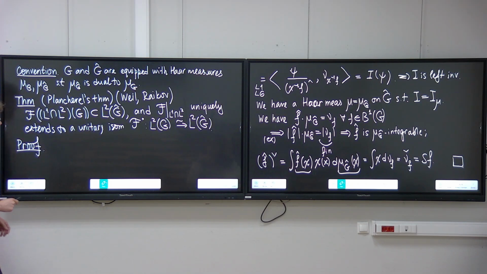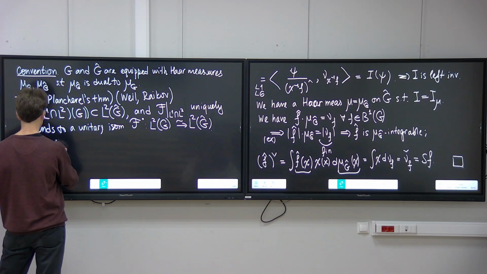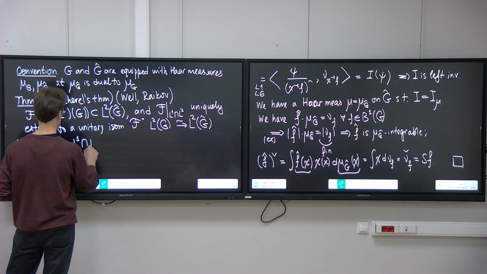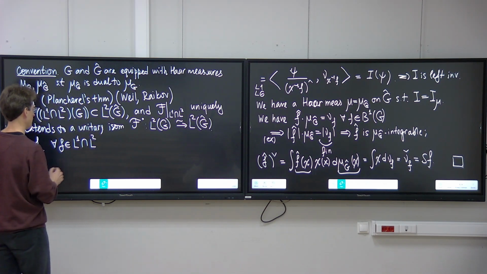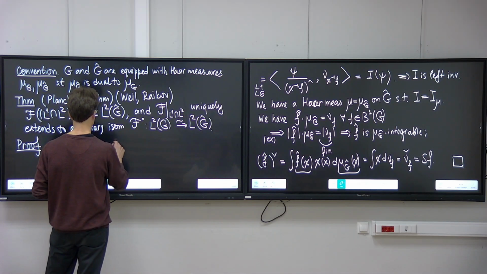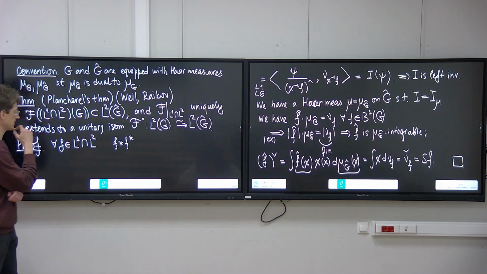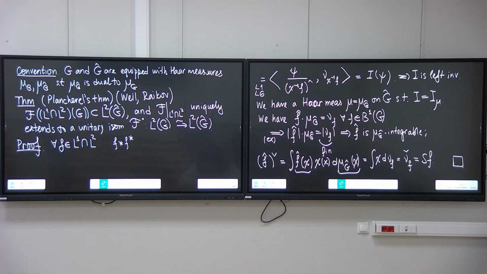First of all, we show that the Fourier transform restricted to the intersection of L1 and L2 indeed takes it to L2, and moreover it is isometric for the L2 norm. Well, indeed, if we take a function f which sits in the intersection of L1 and L2, let's look at f, the convolution of f and f star. What can we say about this function?